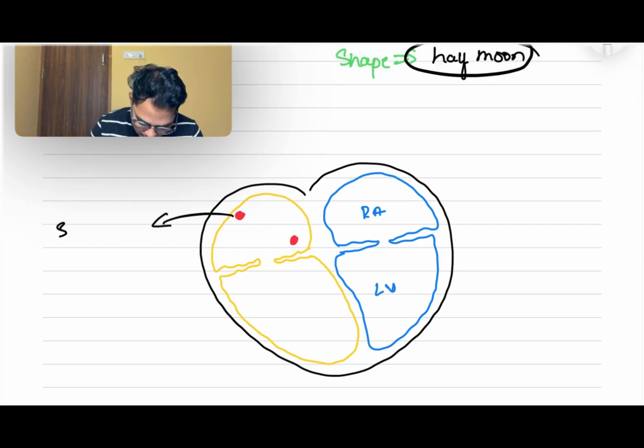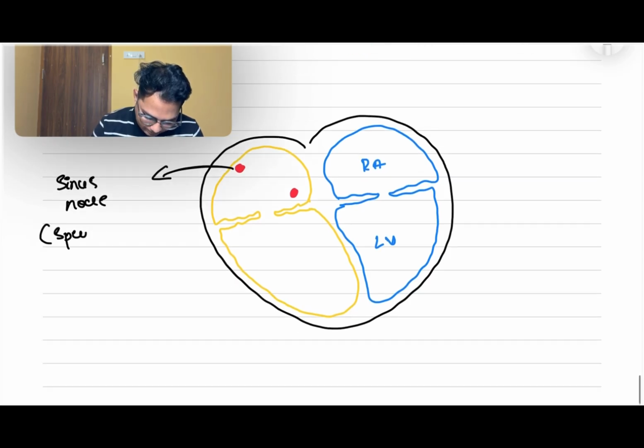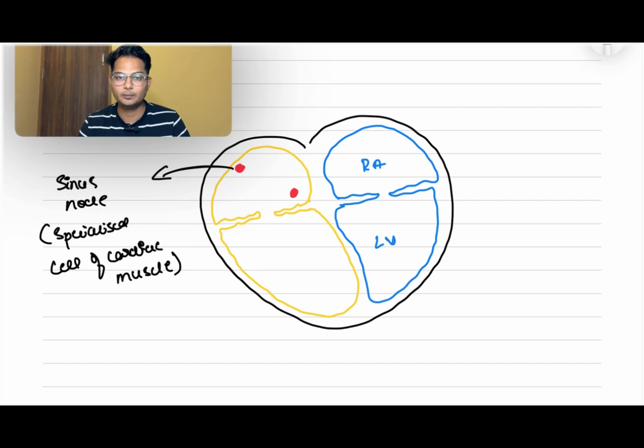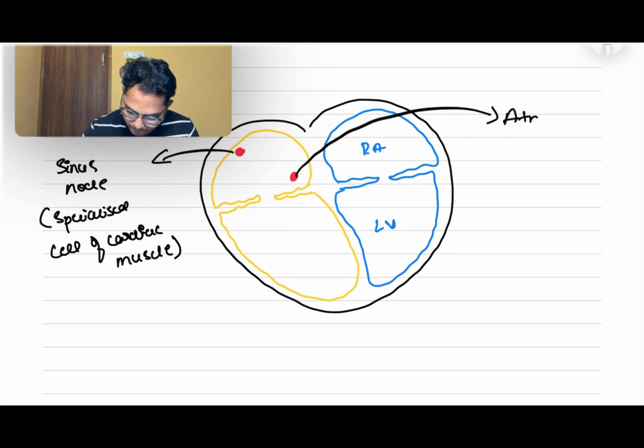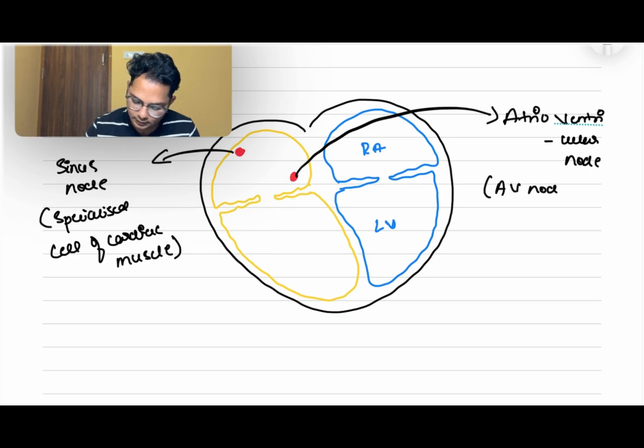Let me label it. This is called the sinus node, which is a specialized cell of cardiac muscle, different in structure compared to the actual cardiac fibers of the heart. So this is the sinus node and this is the atrioventricular node, which can also be called the AV node.